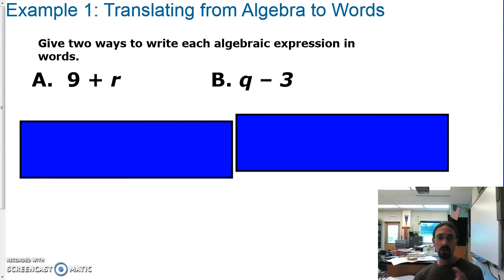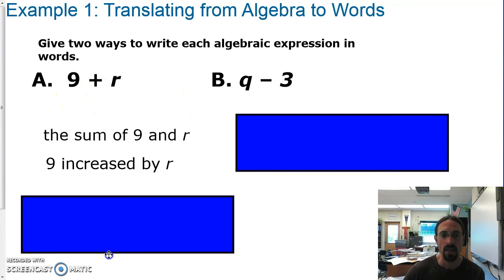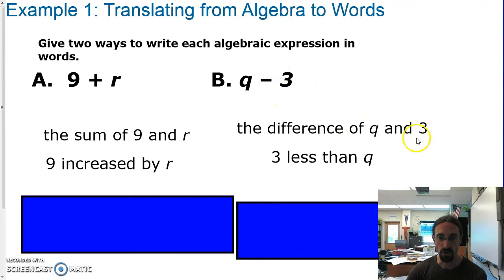All right, example. Translate from algebra to words. Give 2 ways to write each algebraic expression in words. Go ahead and try this now. Pause the video. Okay, welcome back. 9 plus r, the sum of 9 and r, right? Adding the two things, or 9 increased by r. This one over here, well, based on these patterns, you'd say a value less 3, q less 3, or you could say the difference of q and 3, or 3 less than q.